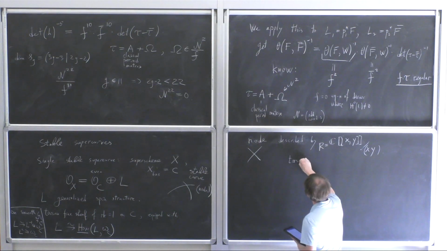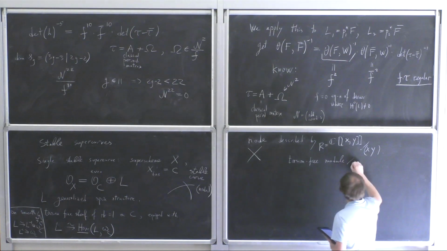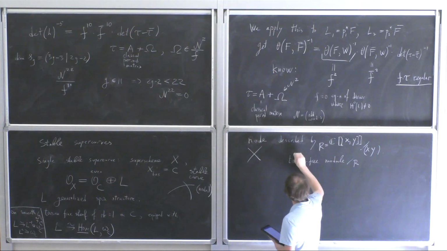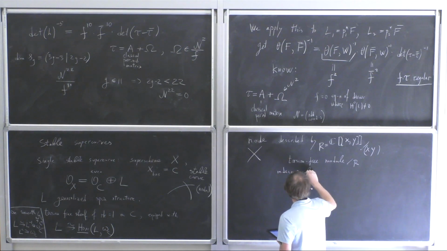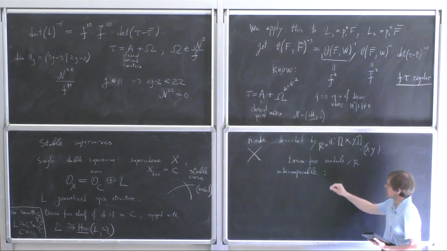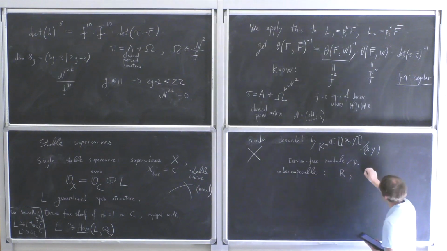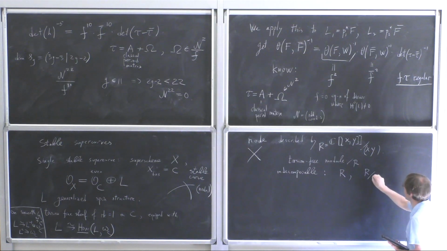So there is a classification of torsion-free modules over R. In fact, there are 3 types of indecomposable modules. So every torsion-free module over R is a sum of modules of 3 types. You can have a free module, you can have R modulo x, or you can have R modulo y.